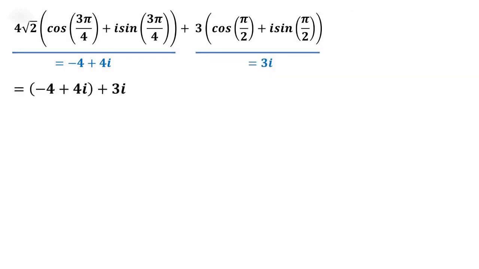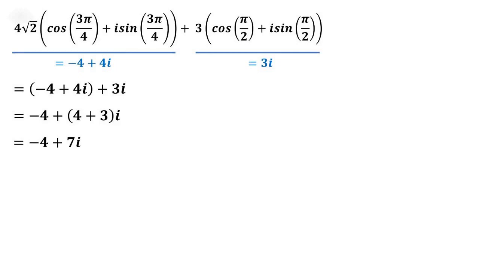Now we can finally add these two numbers together. So we have negative 4 plus 4i plus 3i, and then combining like terms gives us negative 4 plus (4 plus 3)i, which equals negative 4 plus 7i. But we're not done yet because we still need to convert this back into polar form.